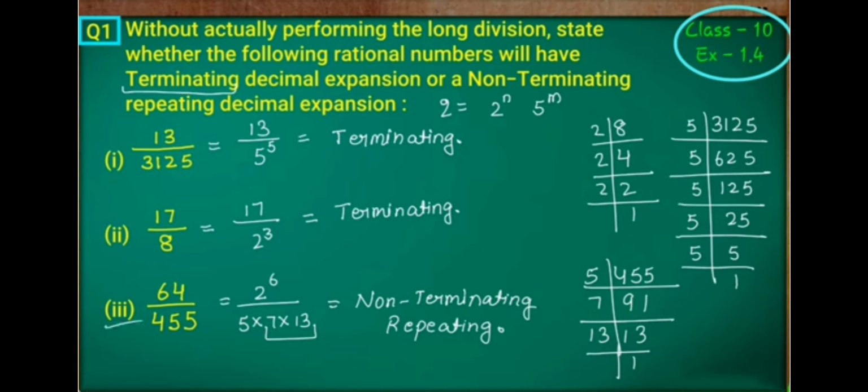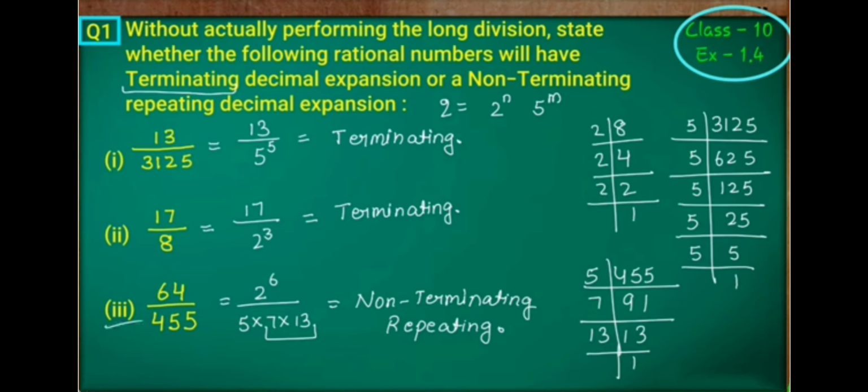So here first question, 13 by 3125. When we find the prime factorization of 3125, here I have done it, we get 5 to the power 5. So we can write 13 by 3125 is equal to 13 by 5 to the power 5. Here the denominator is 5 to the power m. So we will say simply terminating. Similarly, we can solve the second question, 17 by 8. Here the denominator is 8, so the prime factorization is 2 to the power 3. So we can say this is also terminating.